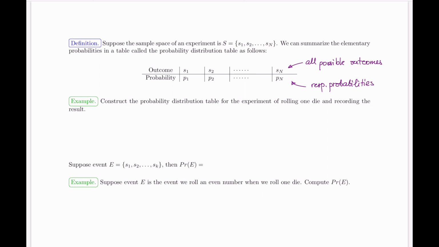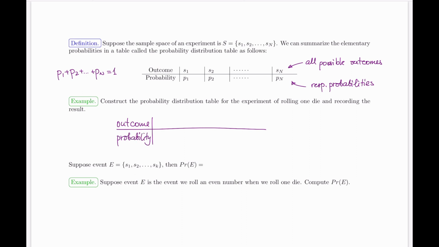One thing to notice here is because we do have all the possible outcomes and are listing their probabilities, we will have that P1 plus P2 plus all the way up to Pn will have to add up to 1 because we are listing every possible outcome. Just to see how it works within a simple example, let's construct the probability distribution table for the experiment of rolling one die and recording the result. So, first thing we do in this probability table is we have to start with the outcome and its probability.